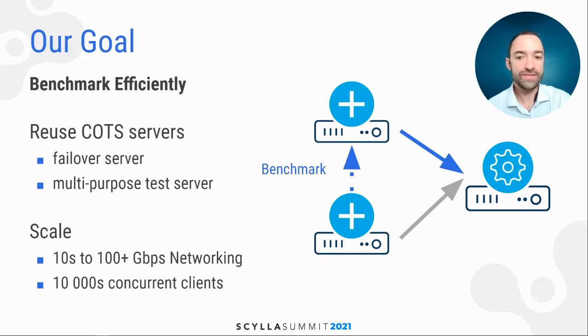In our lab, we have multipurpose test servers that we use for running the various products and that we can also use to run benchmarking tools. This means that we cannot rely on specific FPGA or specific hardware that would be required to perform the benchmark. The scale that we want to achieve is in the range of tens to hundreds of gigabits of network traffic. Also, we want to run tens of thousands of concurrent clients simultaneously.